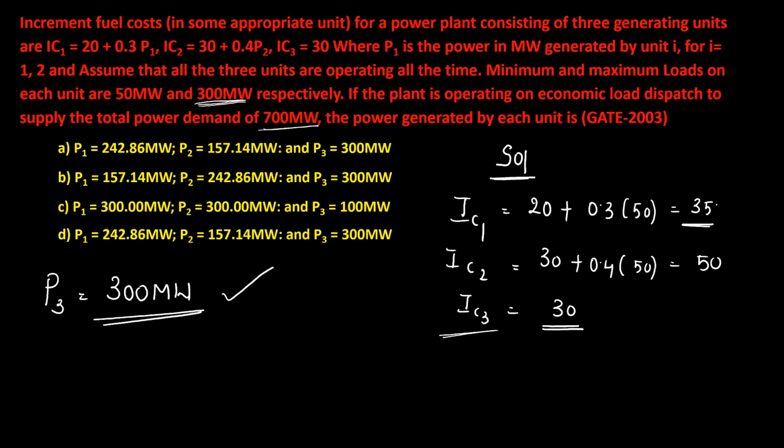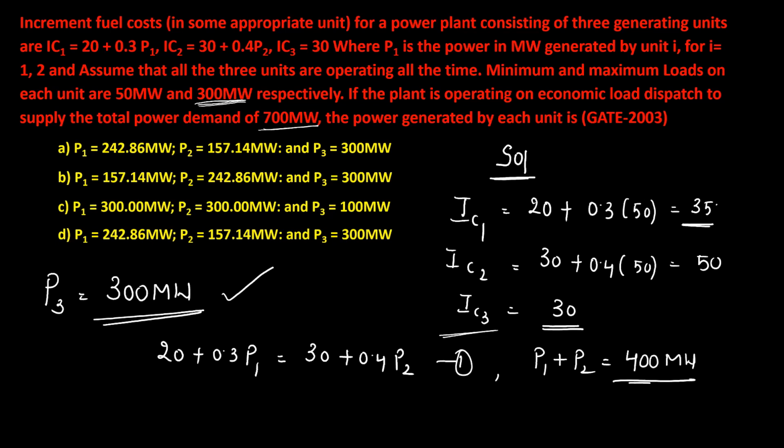So now if you equate the incremental costs of generator 1 and 2, what you are going to get? 20 plus 0.3 P1 is equal to 30 plus 0.4 P2. This is one relationship. The other relationship is P1 plus P2 is equal to the remaining load of 400 megawatt. You solve this to get the load sharings. If you simplify this, 0.3 P1 minus 0.4 P2 is equal to 10. This is one equation. The other equation is P1 plus P2 equal to 400.